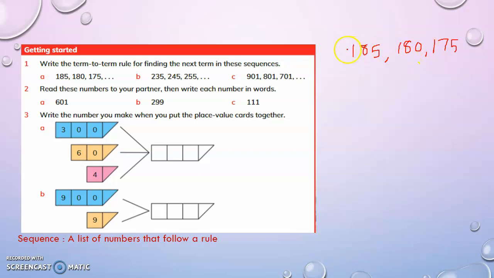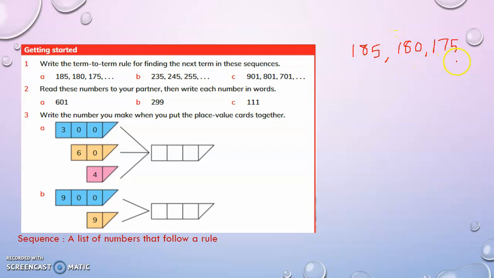The numbers in this list, it is a list of numbers in the sequence. So each and every number in this list is called a term. Here the first term is 185, the second term is 180 and the third term is 175. You can see that the terms are decreasing. Numbers are becoming smaller and smaller.